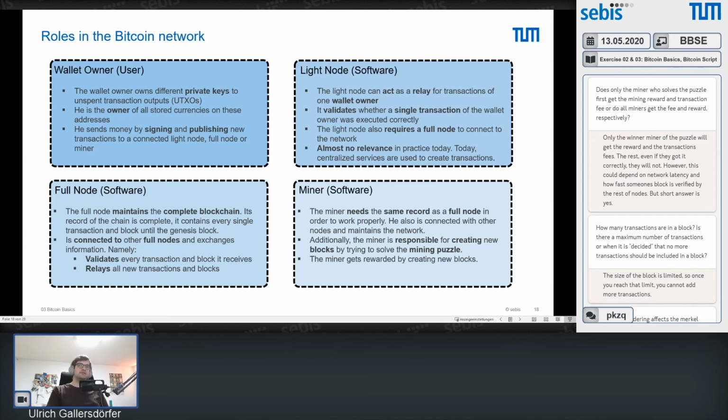And the miner, last but not least, is the same as a full node, but what they do is they produce the new blocks. So they take a look at the mempool, the transaction pool, take the newest transactions or the transactions with the highest transaction fee, include them in a block, and try to solve the mining puzzle there. And that's the idea here. These are the four answers, the four entities in the network.